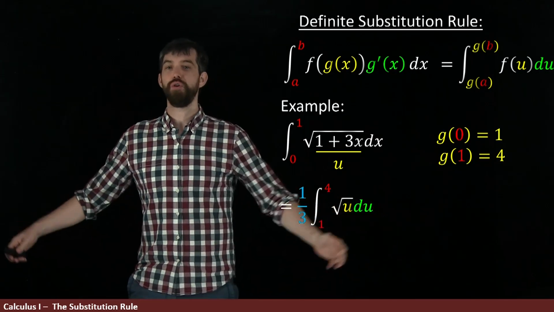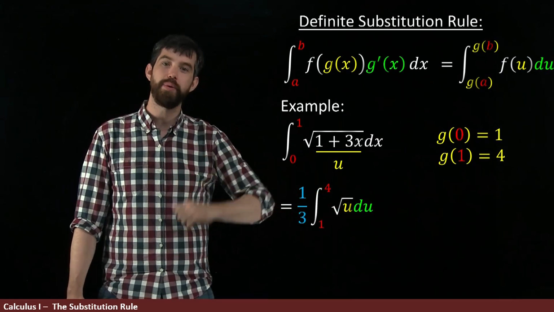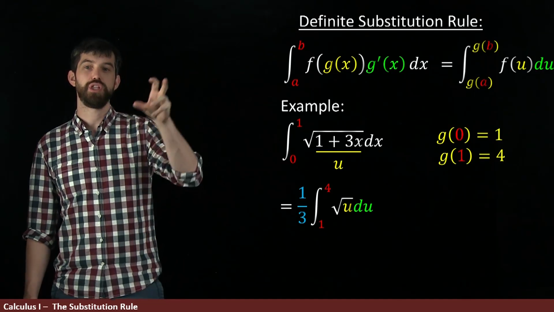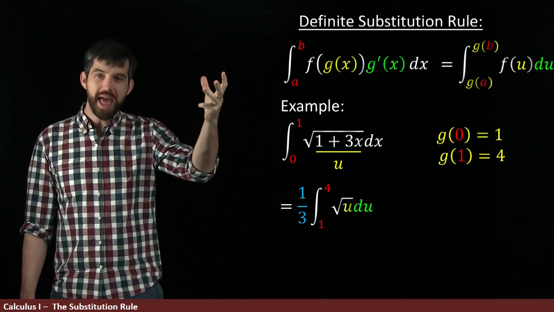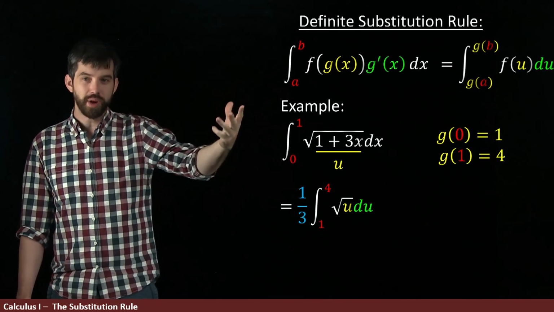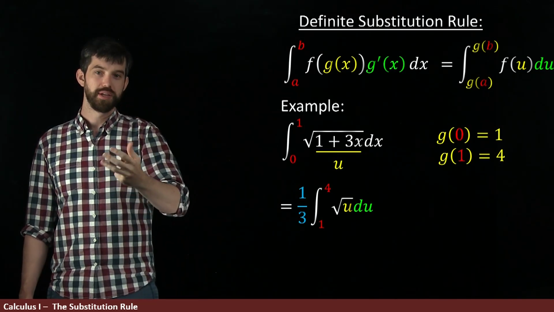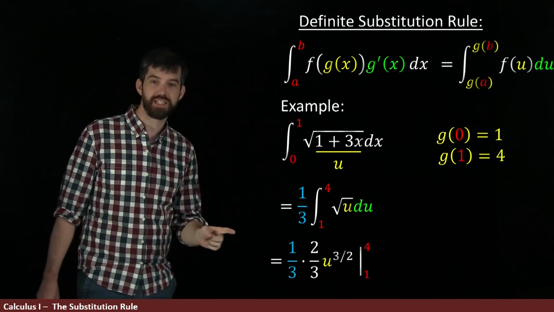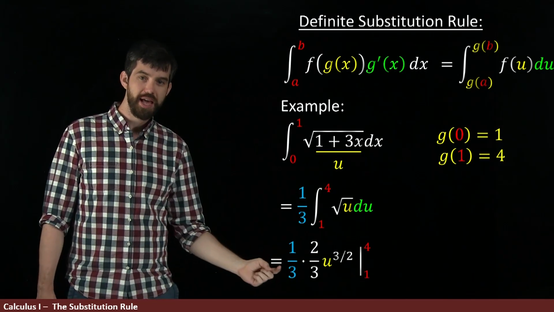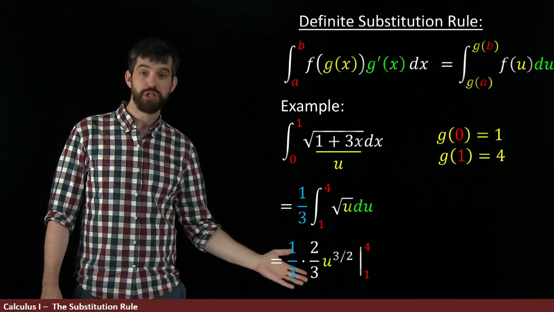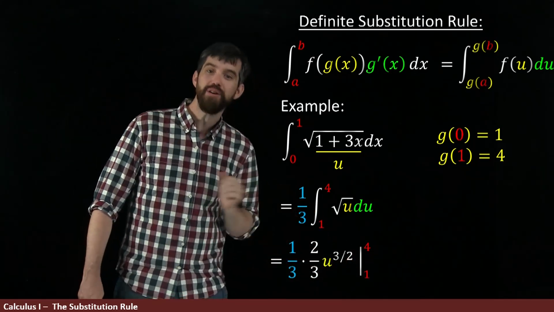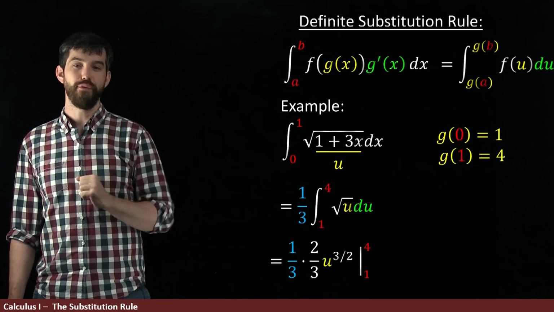And now this is an integral that we know how to do. This is just going to be some power. We can compute that. This is u to the 1/2. U to the 1/2's antiderivative is u to the 3/2 times 2/3. And so what I'm going to therefore get is the 1/3 comes all the way out the front. And then the u to the 1/2 becomes this 2/3 u to the 3/2. And I'm evaluating it between 1 and 4.